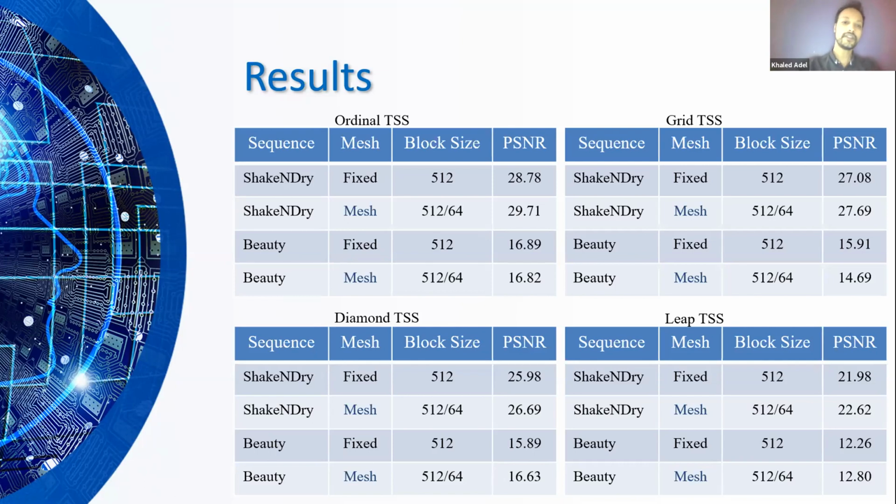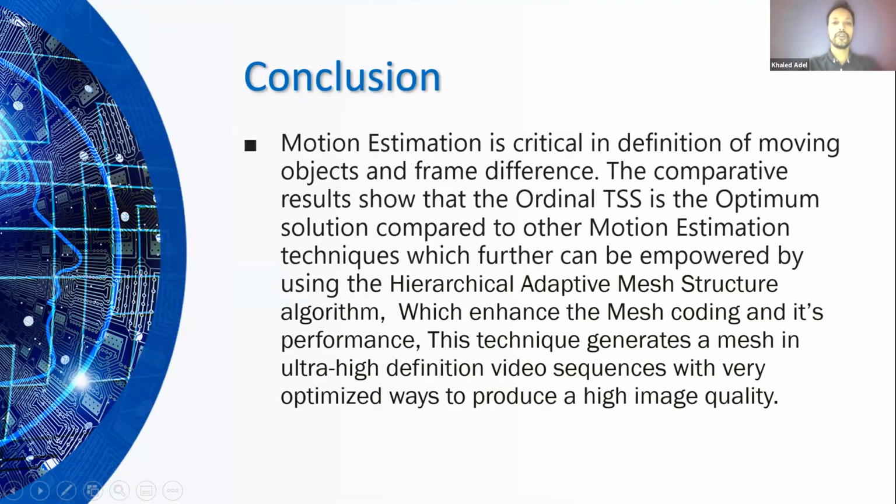Okay, you can notice something right here, that the fixed mesh is always less than the adaptive mesh. So if you set your mesh to fixed, you will not achieve the best quality. If you adopt the adaptive hierarchical mesh structure, you will attain more visual quality. Okay, so here is our conclusion. Motion estimation is critical in defining moving objects and frame difference.